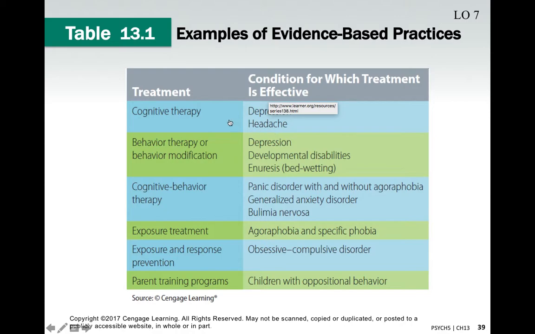So again, you probably can find the citations in your textbook or elsewhere. But see, cognitive therapy is known for treating depression and headaches, behavioral therapy for depression, bedwetting, developmental disabilities. I don't want to go over this whole list, but if you do a quick Google search, or Google Scholar, which is probably a better place to start, you can actually find this stuff. It's publishable. It's data. It's in the public record.